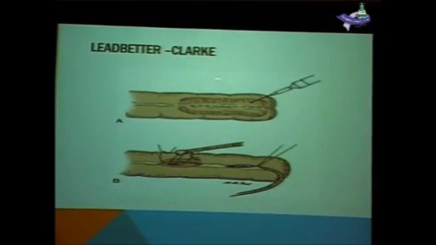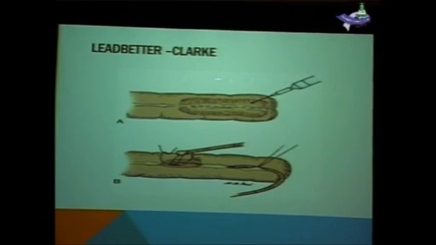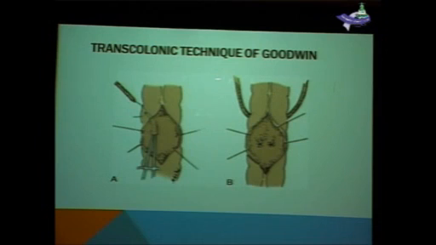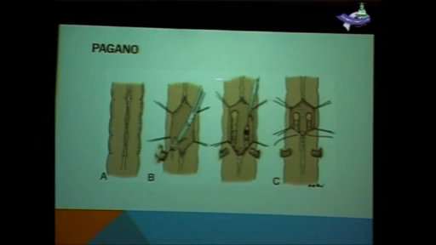Leadbetter, where you incise the tinea and you go behind the tinea between the serosa and the submucosa, and you bring your anastomosis inside without opening the whole bowel. Then, I'm going backward. Strickler, you go from the side, you make a small incision in the tinea, and you go to here and bring the ureter behind, in front of the serosa and behind the mucosa.